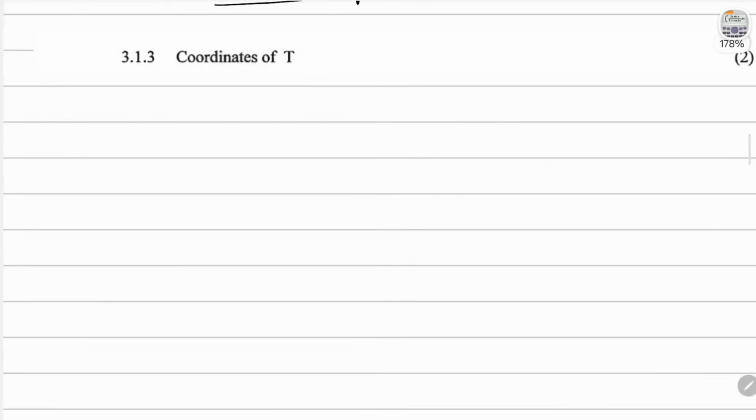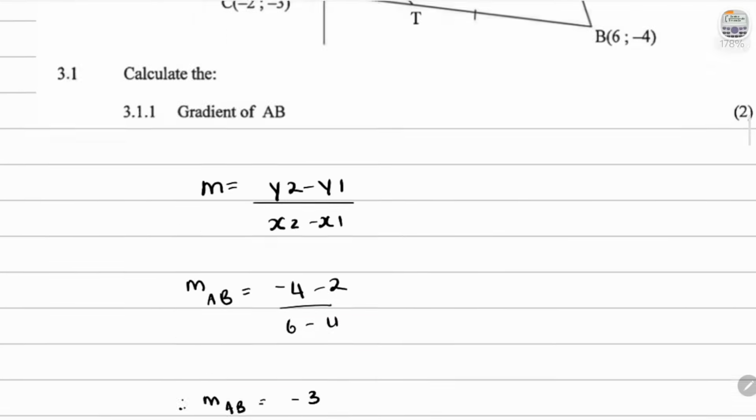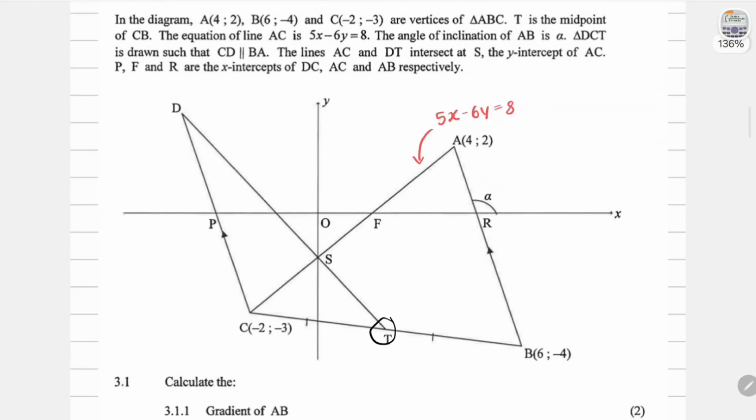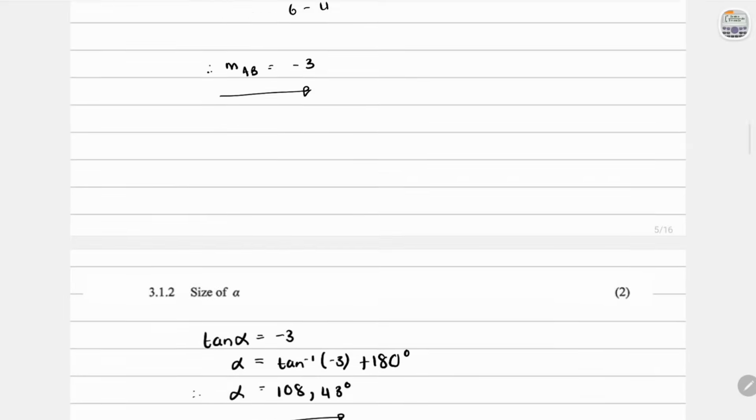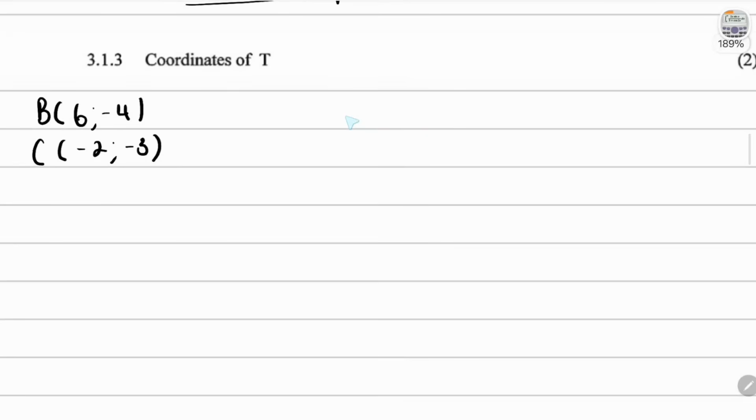Question 3.1.3 says calculate the coordinates of T. And we know that T is the midpoint of this line BC. So let's go ahead and put the coordinates down, and then we'll find the midpoint. So we're finding T, the midpoint, and we're saying (x1 plus x2) over 2. We can just say it's the midpoint of BC first. And then (y1 plus y2) over 2.